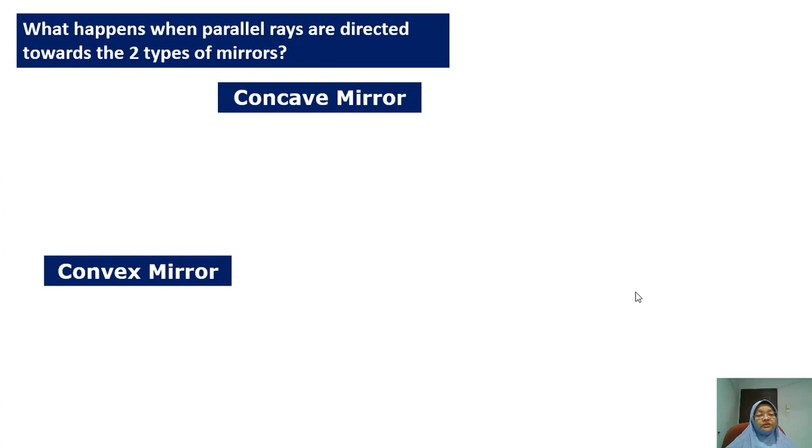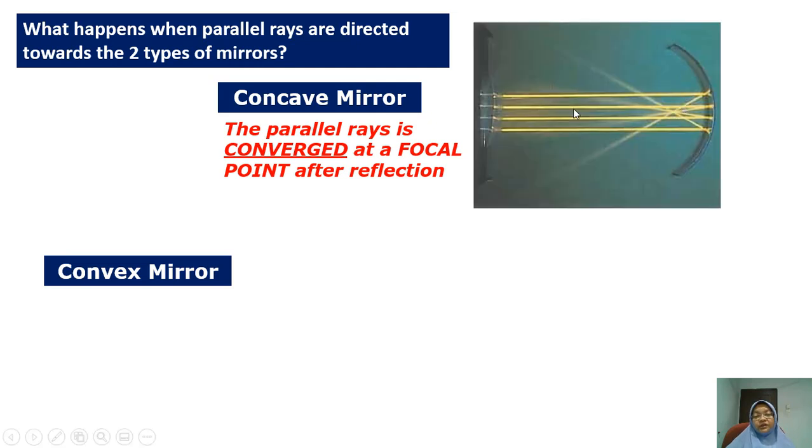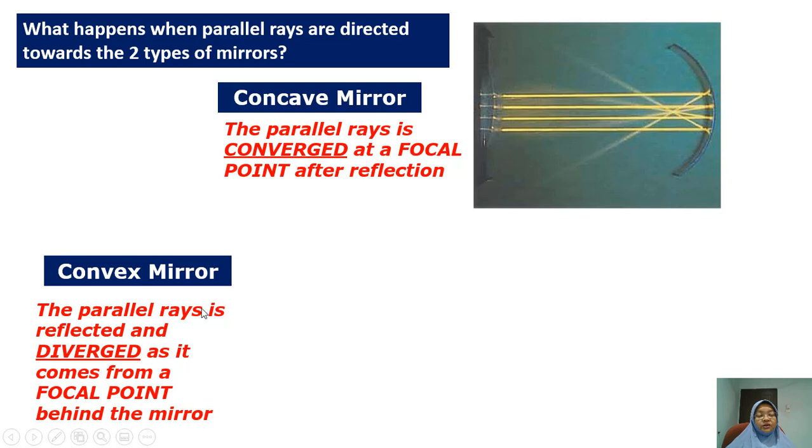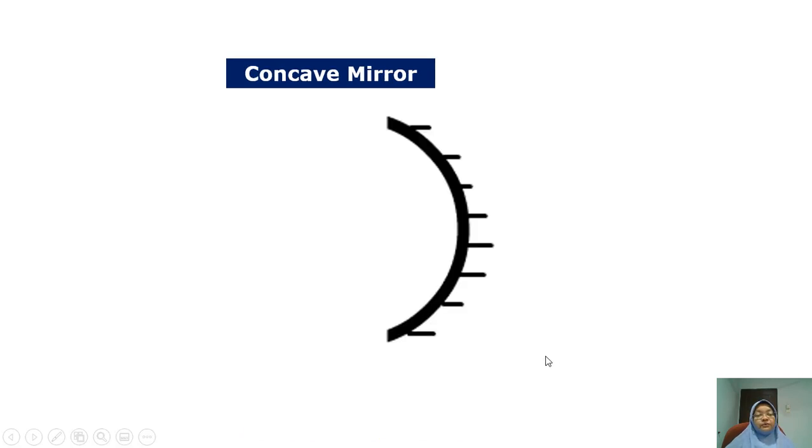What happens when parallel rays are directed toward the two types of mirror? For the concave mirror, the parallel rays converge at the focal point after reflection. This is what you see: the parallel light is reflected at one point. All reflected rays meet at this point, which we call the focal point. For the convex mirror, all the parallel rays are reflected and diverged as if they come from a focal point behind the mirror. So the parallel rays are reflected as if they come from a point here at the back of the mirror.